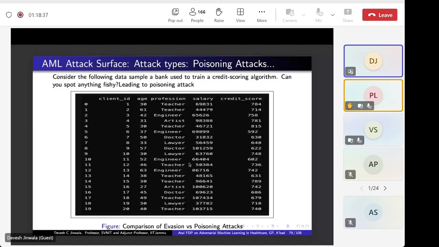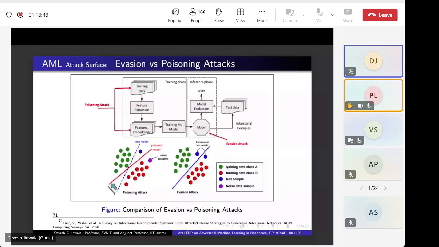Comparison of evasion versus poisoning. I'm saying this is a poisoning attack because I have modified or manipulated the training sample. As compared to that, the evasion attack would be given here.